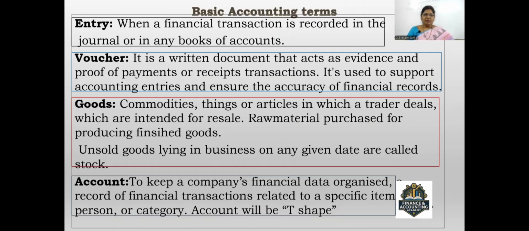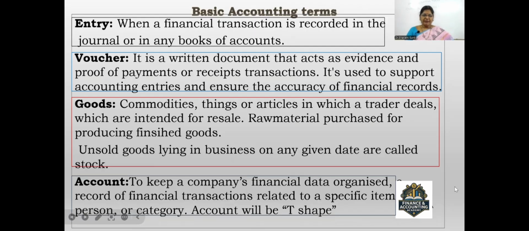Next, goods. What are goods? Commodities, things, or articles, whatever we deal in our business as a trader. What is our intention here? To make resale, right? So whatever products, whatever commodities we are buying for the purpose of reselling are called goods, when it is a trading business. But when we are doing manufacturing, whatever raw material we are purchasing, to convert that into finished goods, that raw material is called our goods. Whatever goods are lying with us on closing date, those goods are called stock.